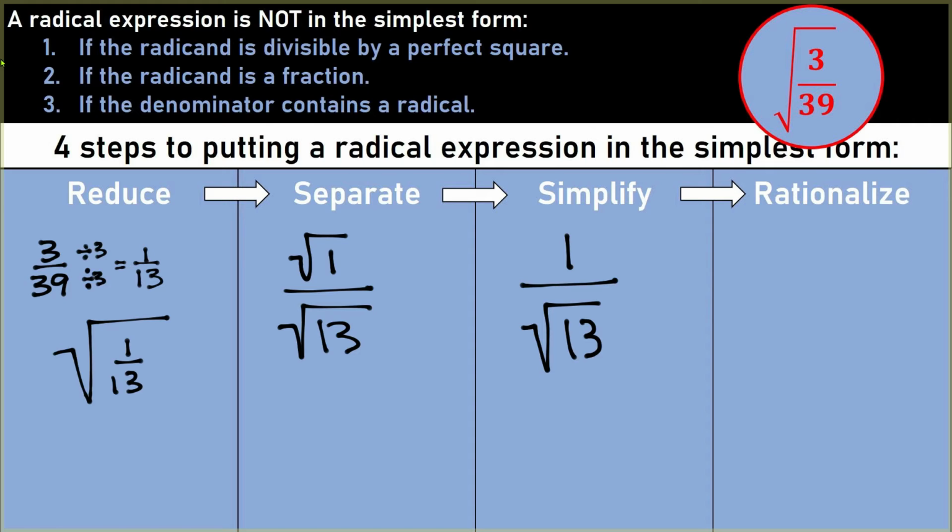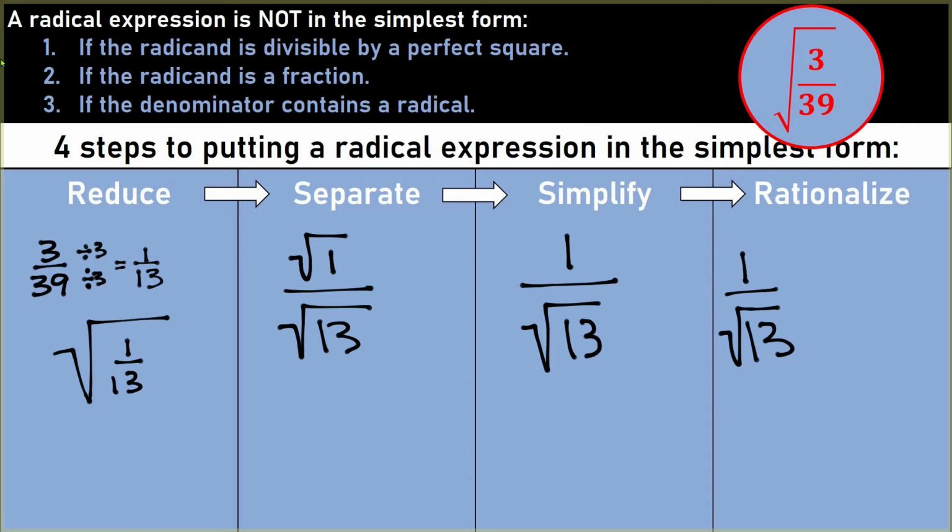Previously, we would have said we're done. So if we look, we have a radicand of 13, no perfect square goes into it. Our radicand is not a fraction, so we're okay on number 2. But on number 3, the denominator of our expression contains a radical. So we have to get rid of that radical in our expression, at least the radical in the denominator. So to do that, we need to rationalize the denominator.